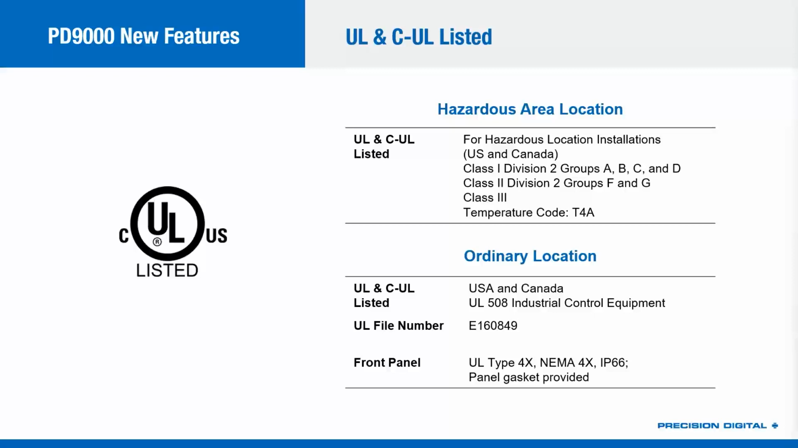And so this has UL listing for both Canada and the US, and that listing applies to both hazardous area locations and ordinary locations. Everybody gets what the hazardous area is. That's where you've got explosive or flammable materials around. Ordinary locations are where you don't. That's your safe area application. For hazardous area, we've got Class 1, Class 2, Class 3, and for Class 1 and Class 2, we've got Div 2 approvals. For ordinary locations, we have UL 508.